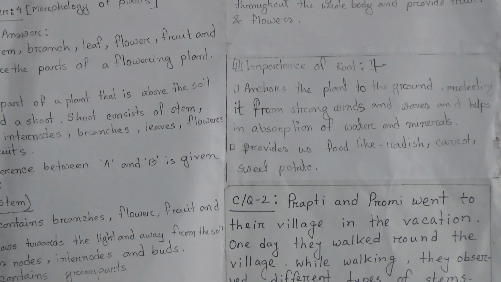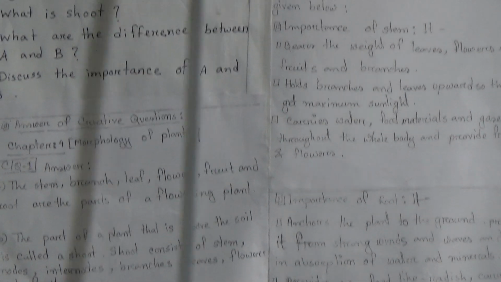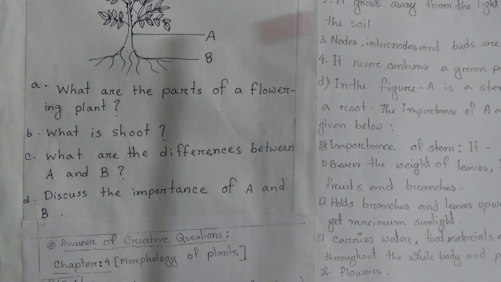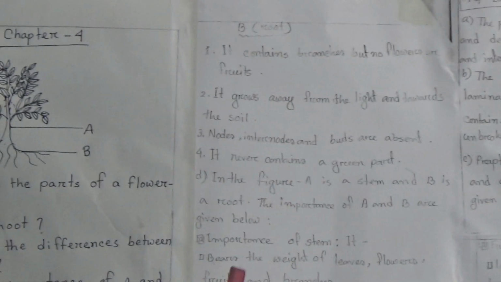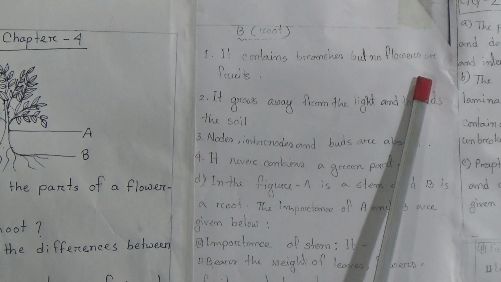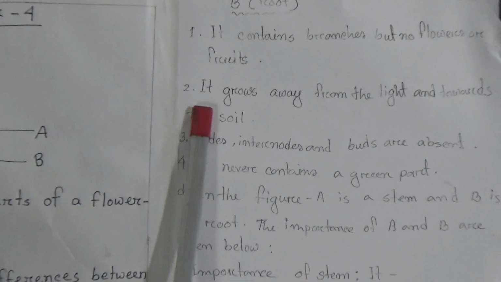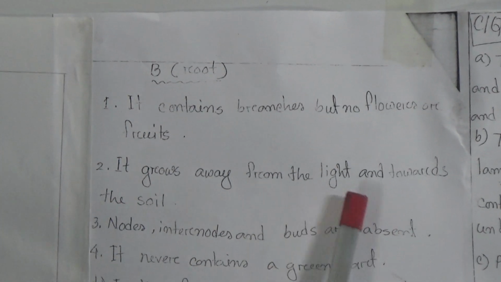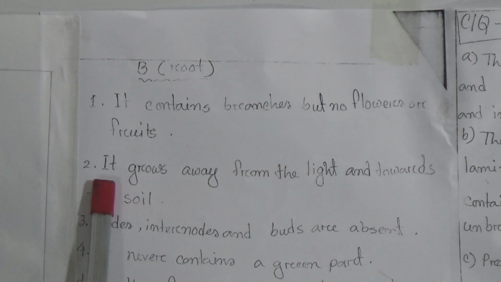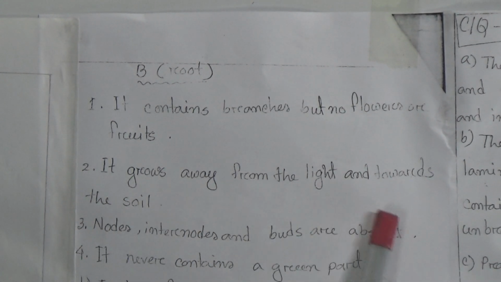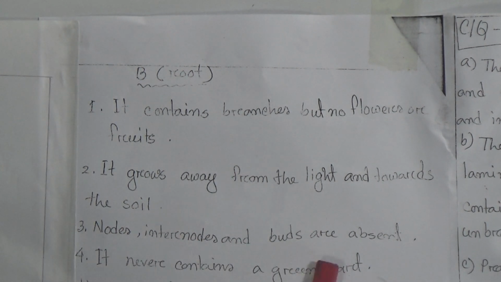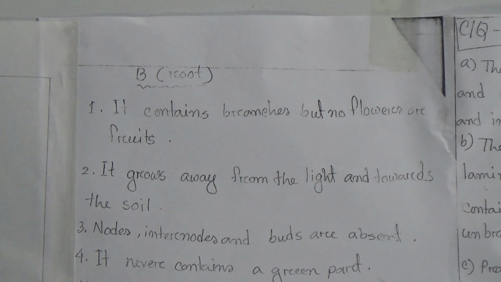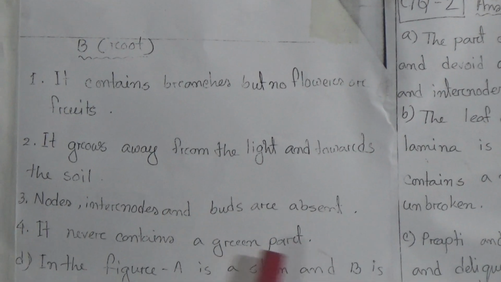Now come to part B, that means root. Number 1, root contains branches but no flowers or fruits. Number 2, it grows away from the light and towards the soil. And number 3, nodes, internodes and buds are absent. Number 4, it never contains a green part.